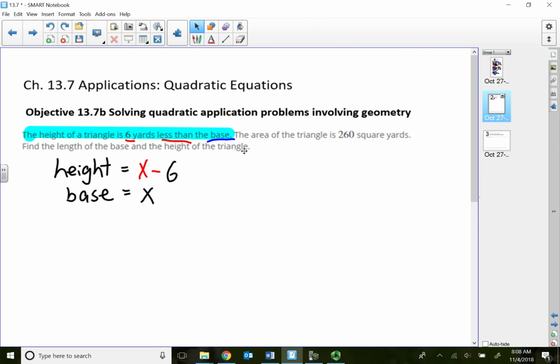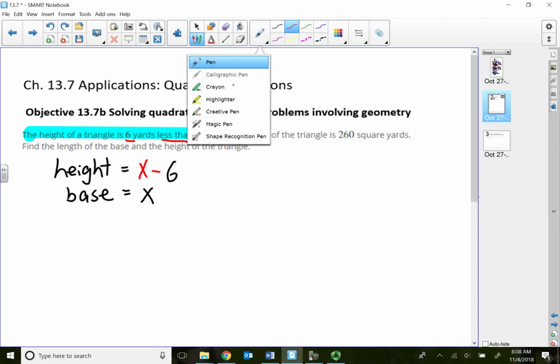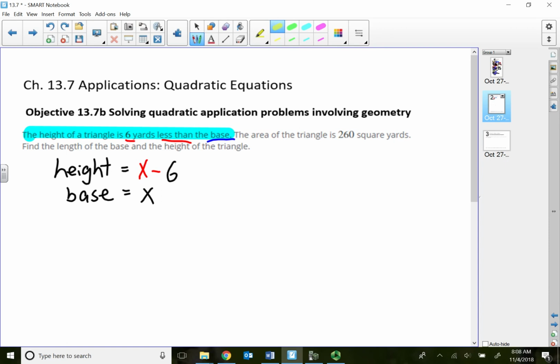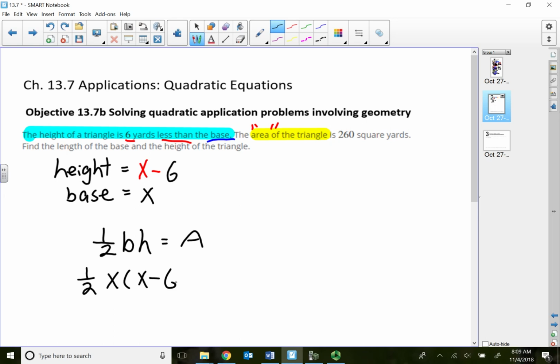Now how do I set up the equation, which is the next sentence? The area of the triangle is 260. What that means is it wants me to use the area formula to write out the equation. The area of a triangle is half times base times the height. Let's use that to set up my equation. That will be half times base x times the height, x minus 6, equal to 260.